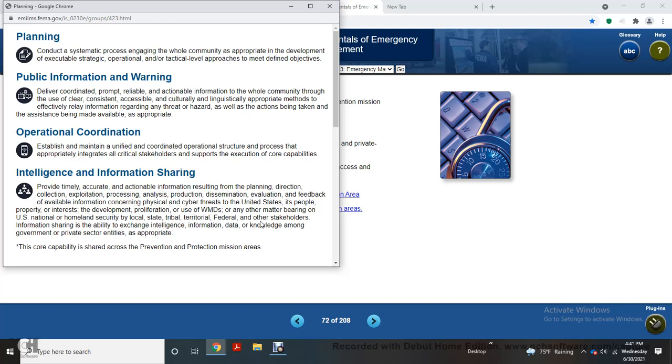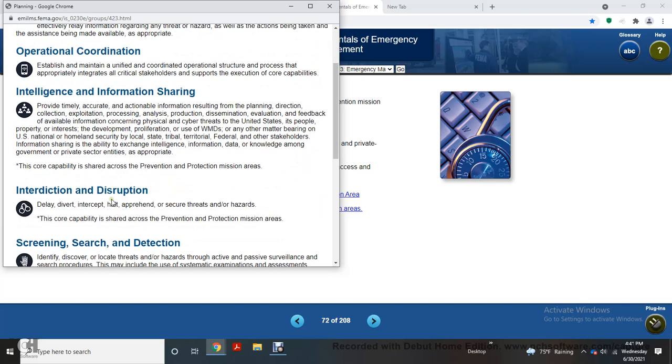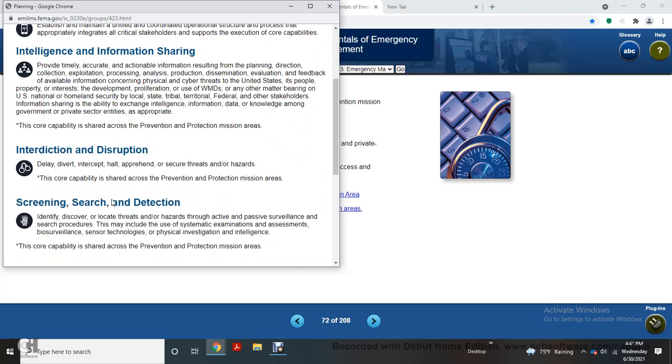Operational coordination: establish and maintain a unified and coordinated operational structure and process that appropriately integrates all critical stakeholders through the execution of core capabilities. Intelligence and information sharing: provide timely, accurate information resulting from planning, direction, collection, exploitation, processing, analysis, production, dissemination, evaluation, and feedback of available information concerning threats, including cyber threats, within the United States.